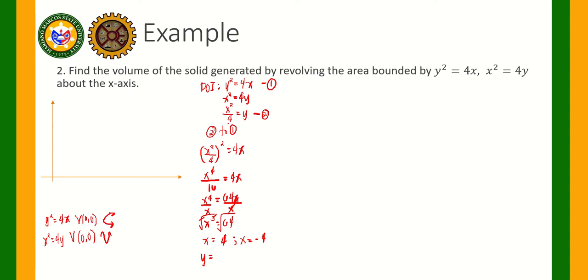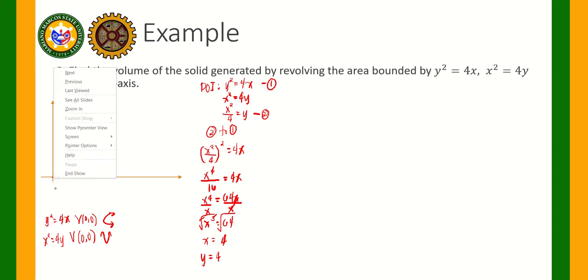So, if our x is equal to 4, in our equation number 2, what is the value of our y? So, 4 squared is 16 over 4, that is equal to 4. Okay? So, for x equal to negative 4, anyway, we are not going to solve for this one because we know that our vertex is at 0, 0 for both our parabolas. So we know that the other point of intersection will be at the origin, since they have the same vertex.